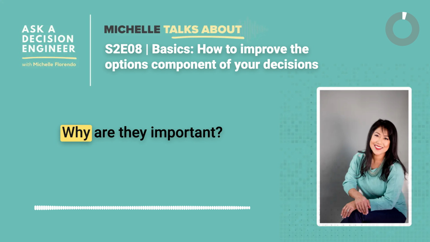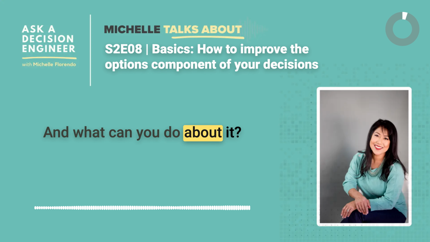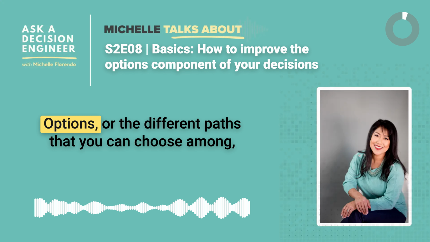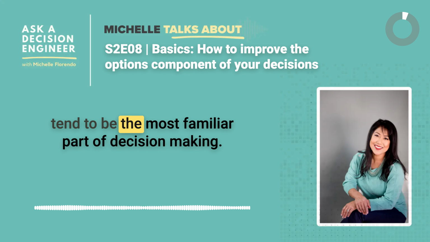What are they? Why are they important? What is it that many people get wrong about this element of decision making? And what can you do about it? Options, or the different paths that you can choose among, tend to be the most familiar part of decision making.